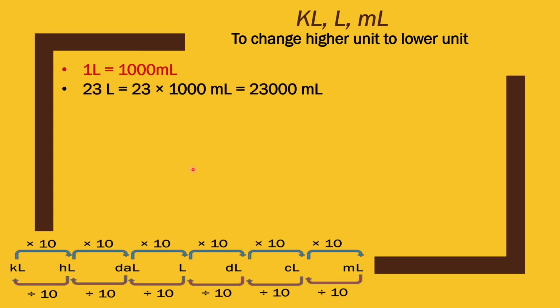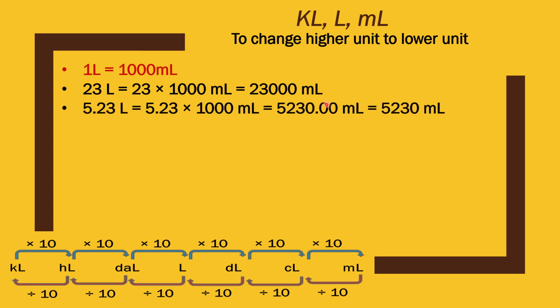For example, 23 liter, if we need to convert it into milliliter, what we will do? We will multiply by 1000 milliliter. So it is 23,000 milliliter. Then 5.23 liter into milliliter. Again, you need to multiply by 1000 milliliter and it equals 5230 milliliter.